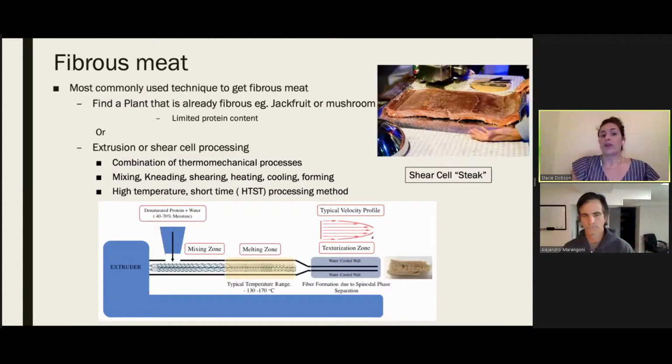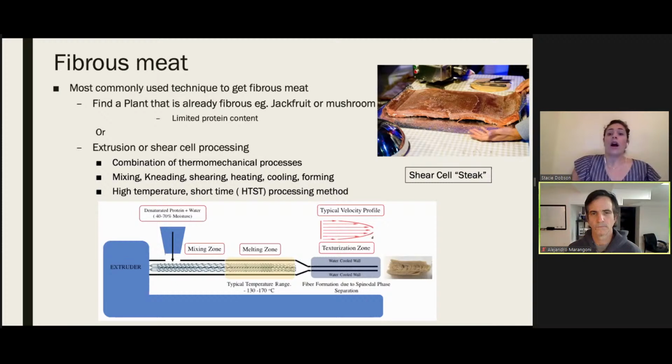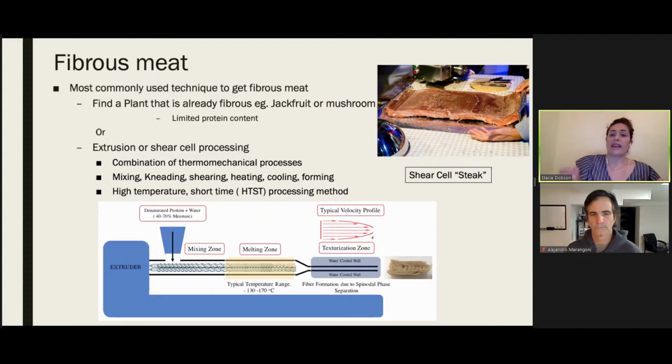And so currently, either you have to find a plant that is fibrous, such as jackfruit, which is pretty common, as it can be pulled apart. People compare it to pulled pork, or mushrooms are growing in the industry. But with those plants, you have limited nutritional value and limited protein content, meaning you're going to have to add in other products to build up that nutritional value. Or we get products where we can get fibers through extrusion or shear cell processing.